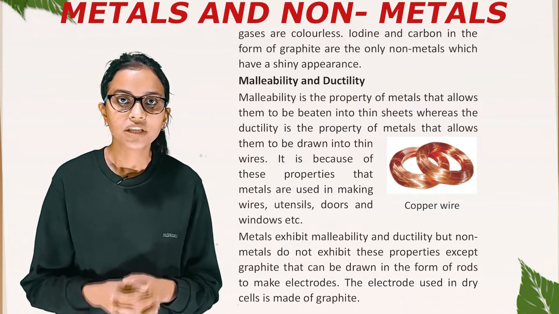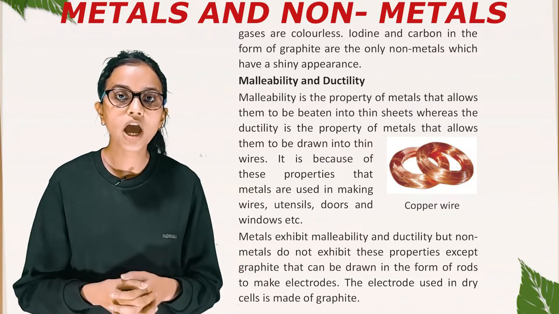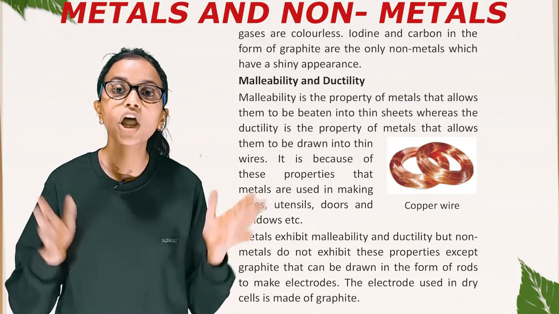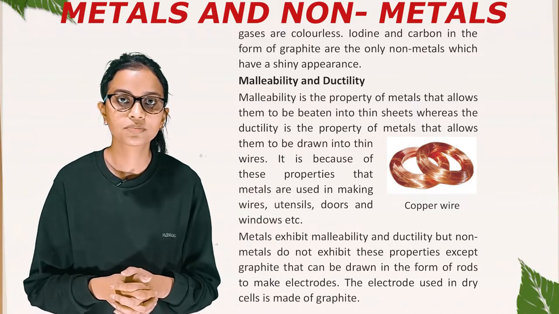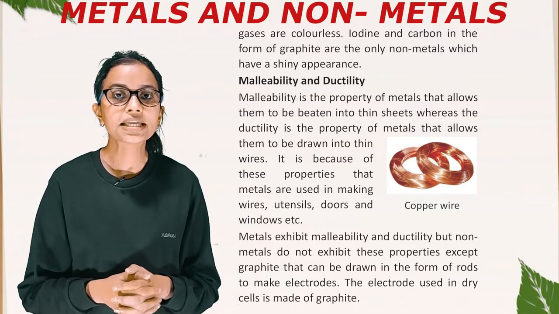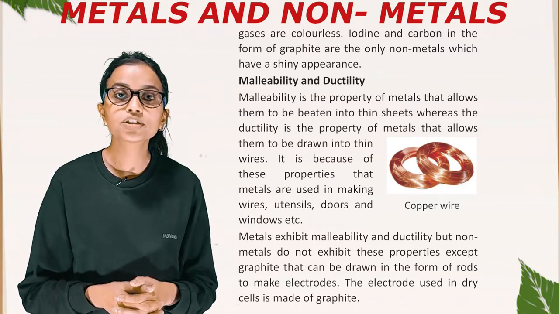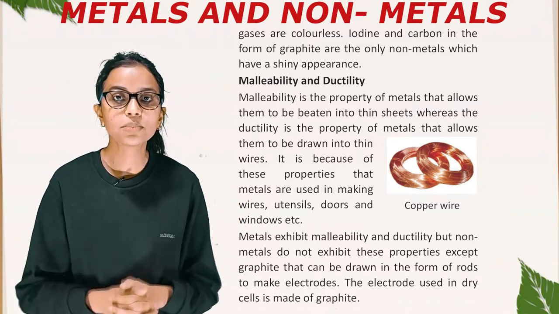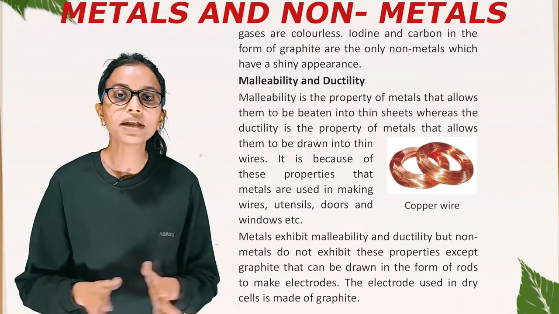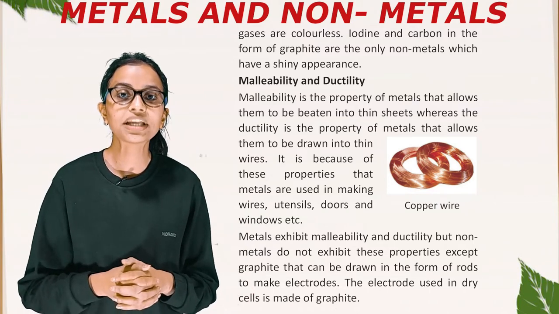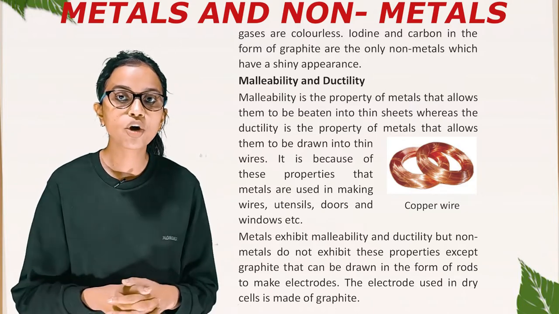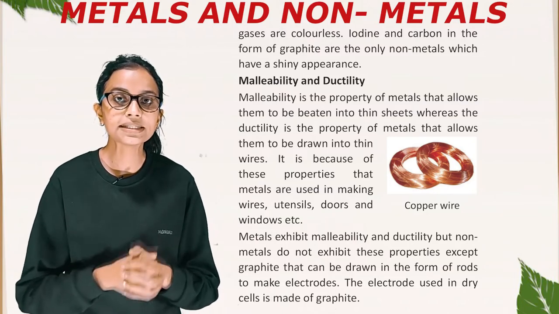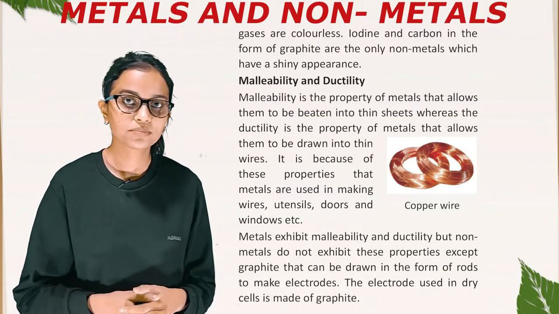Malleability and ductility. Malleability is the property of metals that allows them to be beaten into thin sheets, whereas ductility is the property of metals that allows them to be drawn into thin wires. It is because of these properties that metals are used in making wires, utensils, doors and windows, etc. Metals exhibit malleability and ductility, but non-metals do not exhibit these properties except graphite, which can be drawn in the form of rods to make electrodes. The electrodes used in dry cells are made up of graphite.